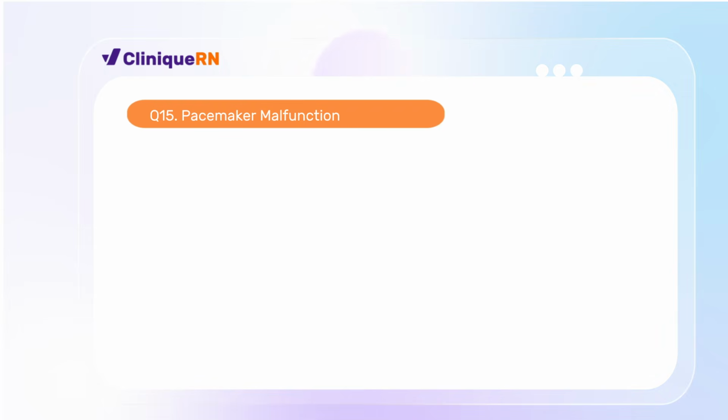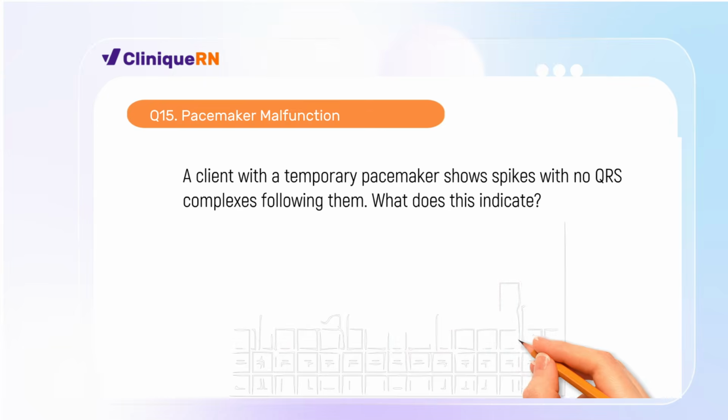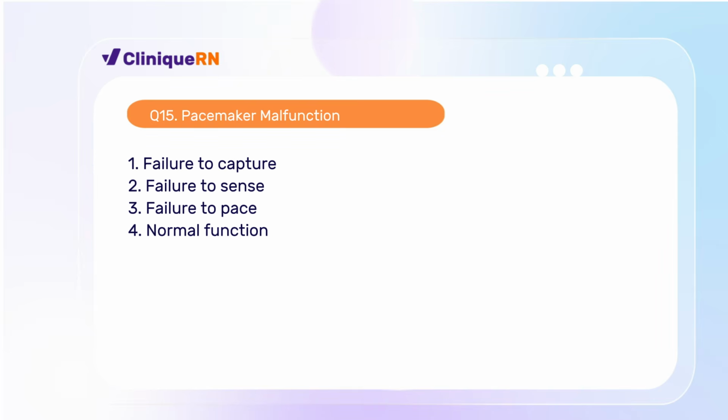Question 15. Pacemaker malfunction. A client with a temporary pacemaker shows spikes with no QRS complexes following them. What does this indicate? 1. Failure to capture. 2. Failure to sense. 3. Failure to pace. 4. Normal function.